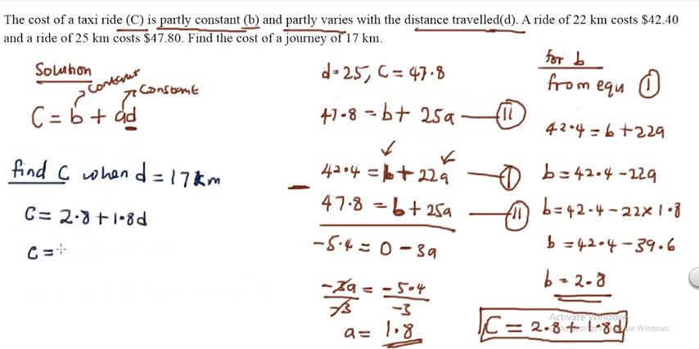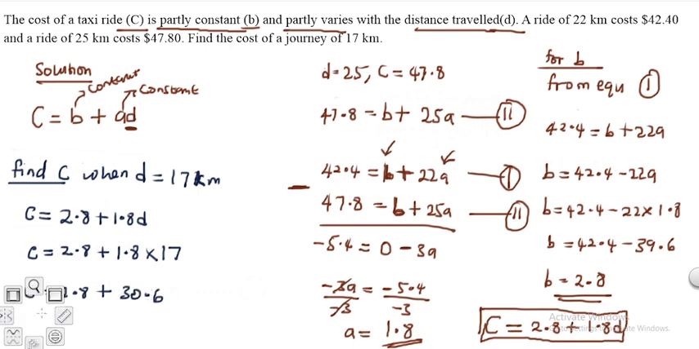So the cost will be 2.8 plus 1.8 times the distance, which is 17 kilometers. So C is equal to 2.8 plus 1.8 times 17, which is 30.6. So 30.6 plus 2.8, we have C is equal to 33.4. Now the cost is given in dollars, so we know that the cost is $33.4. So that simply tells us the cost of our journey for 17 kilometers will be $33.4.